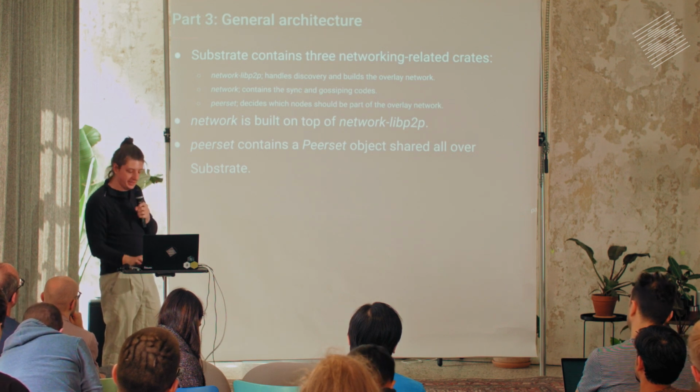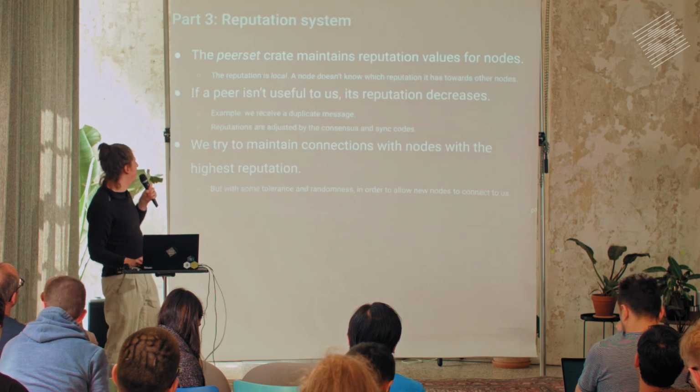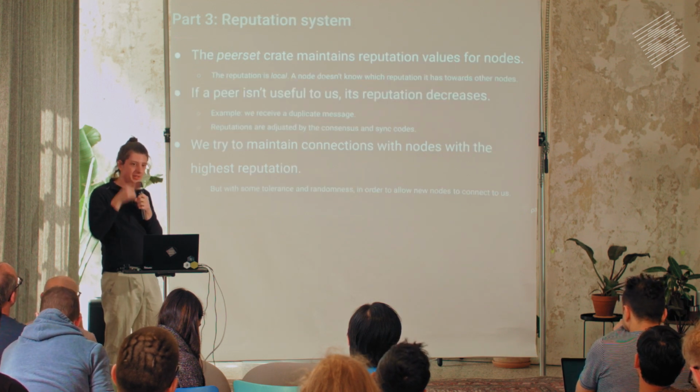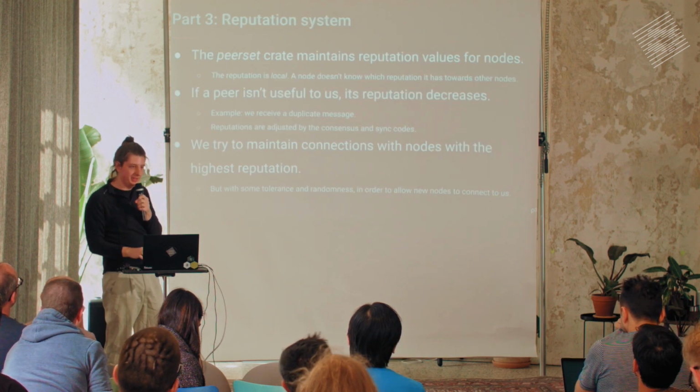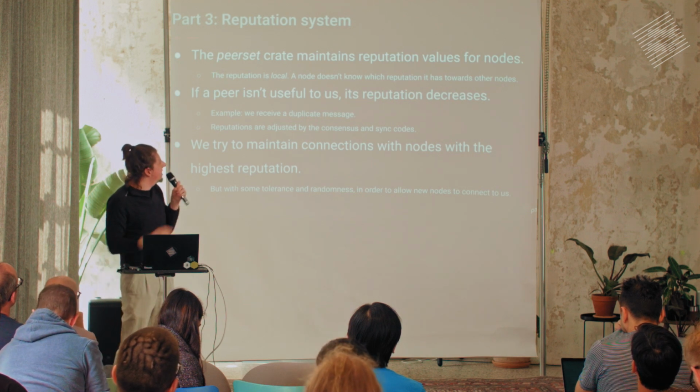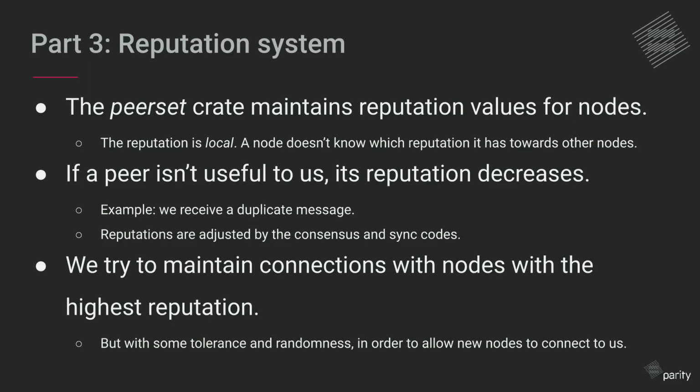And we extracted peer sets so that we can share it among the code base. If you're writing your own consensus layer, you can get an Arc to a peer set. And as I said, it's done for this reputation system. The peer set has a value of reputation for any given node that it knows of. And this reputation, just to be clear, is not a global reputation. It's only from the point of view of any given node.